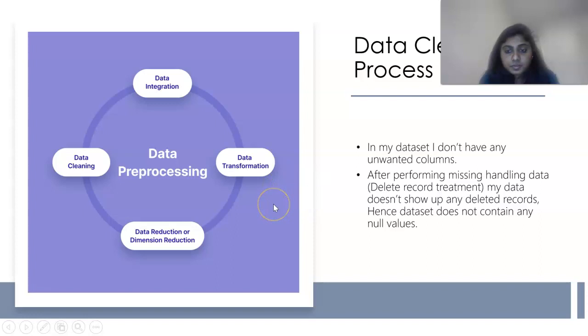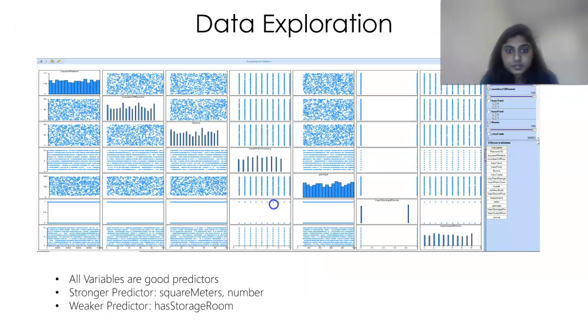So moving on to the next slide, data exploration. After doing the cleanup process, we have got the scatter plots that we have listed down here, and here all the variables are good predictors, and the strong predictors here are the square meters and the number of rooms, and the weak predictor here is the storage room. So we can see the scatter plots after performing all the steps.